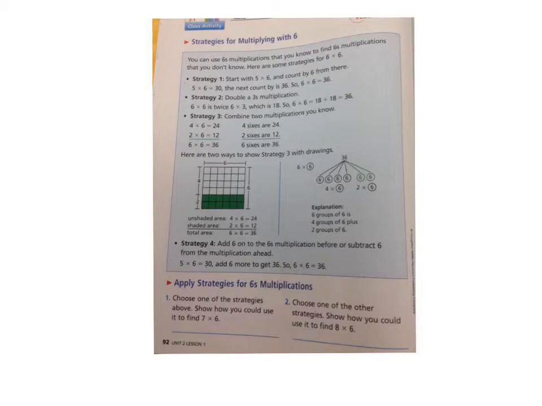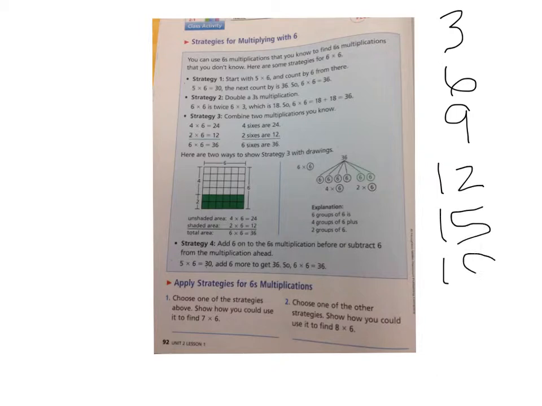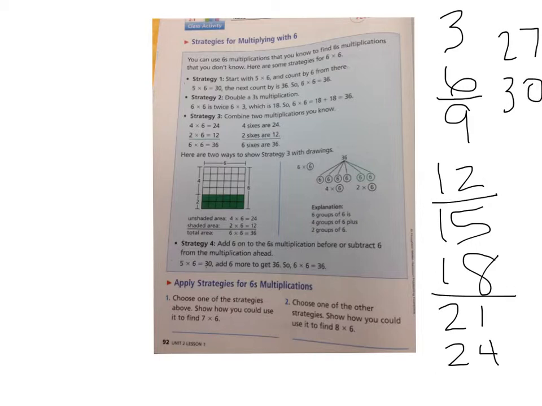You can use the 3's to find the 6's, because if you count 3, 6, 9, 12, 15, 18, 21, 24, 27, 30, you'll notice that every other number, 6, 12, 18, 24, 30, is a multiple of 6.